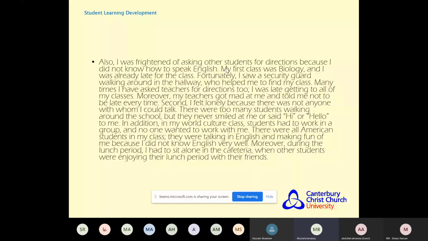There were too many students walking around in the school, but they never smiled at me or said hi or hello to me. In addition, in my world culture class, students had to work in a group and no one wanted to work with me. They were all American students in my class. They were all talking in English and making fun of me because I didn't know English very well.